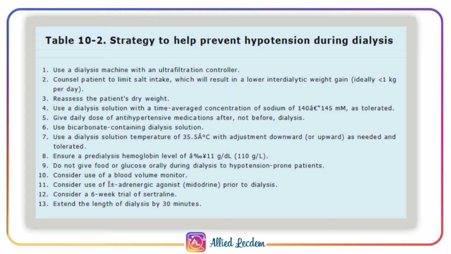Use bicarb containing dialysis solution. Use dialysis solution temperature of 35 to 35.5 degrees Celsius with adjustment downward as needed and tolerated. Ensure a adequate pre-dialysis hemoglobin level. Do not give food or glucose orally during dialysis to hypotension-prone patients. Consider use of blood volume monitor. Consider a 6-week trial of sertraline. Extend the length of dialysis by 30 minutes.